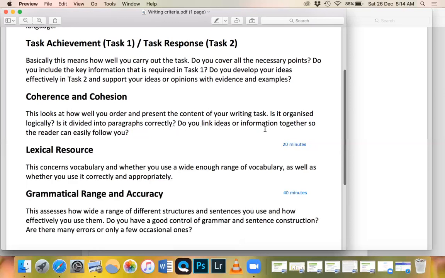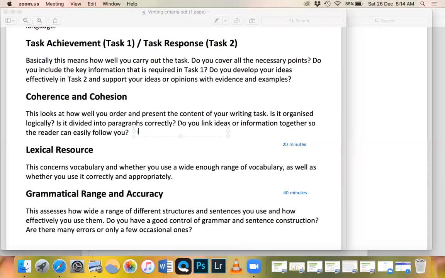And then do you link your ideas and information together so that the reader can easily follow you? So this is where we start looking at things like linking words and cohesive devices. So these will be things like although and moreover, etc. Okay, so linking words falls into this criteria.